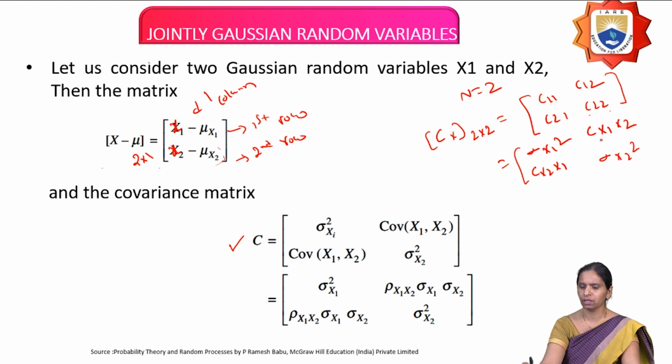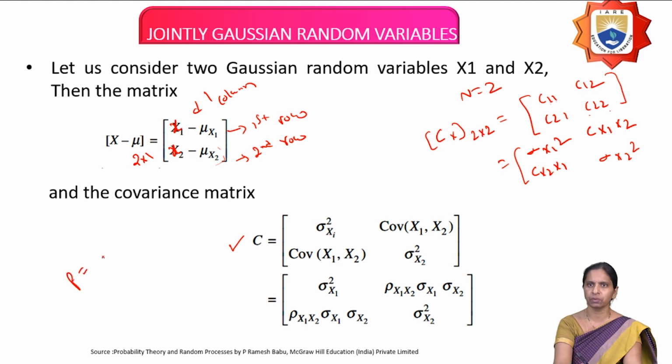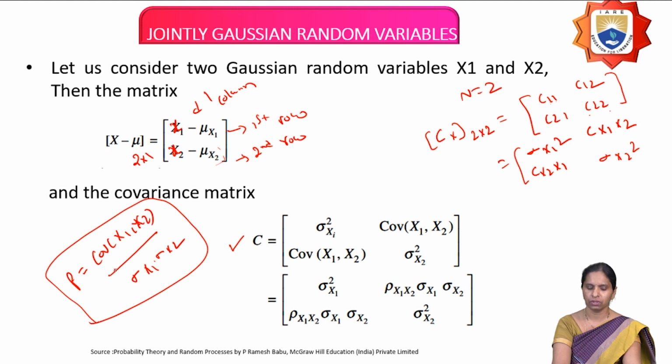Now, how can I write down the covariance in terms of the correlation coefficient? Actually, what is the correlation coefficient formula? Nothing but the covariance between two random variables divided by the product of their standard deviations, sigma x1 and sigma x2. This is the correlation coefficient formula. So, in terms of the correlation coefficient and standard deviation, what is the covariance of x1 comma x2? Cx1x2 you can rewrite as rho x1x2 into sigma x1 into sigma x2. Here rho x1x2 is the correlation coefficient of the two random variables x1, x2.